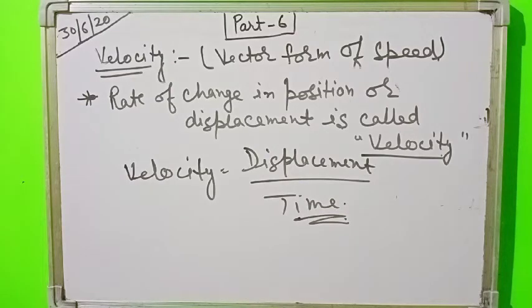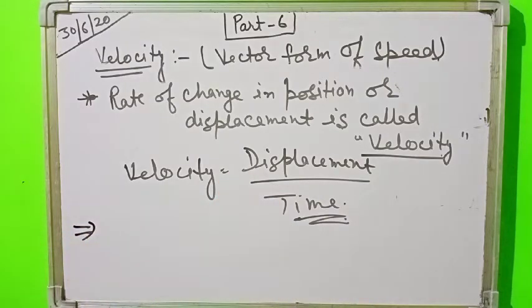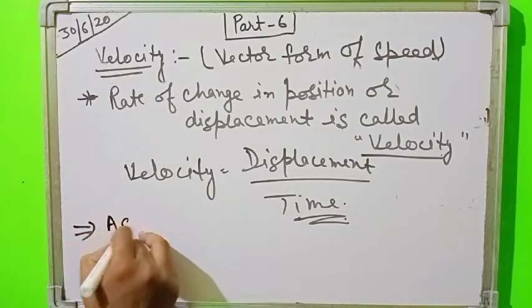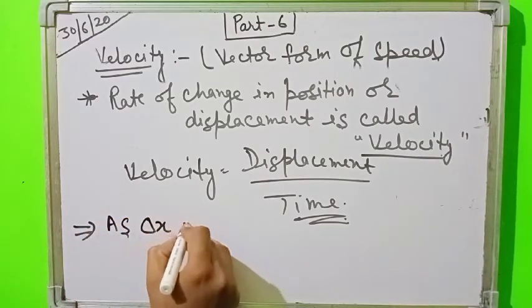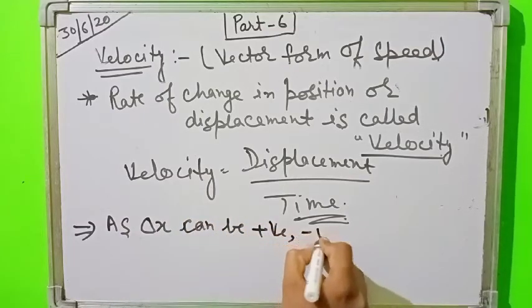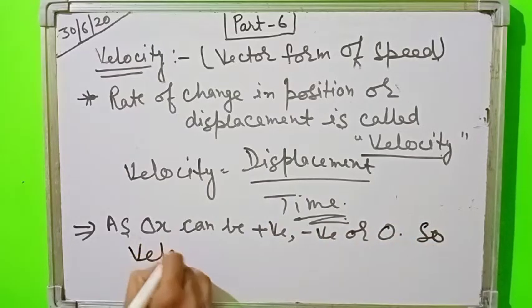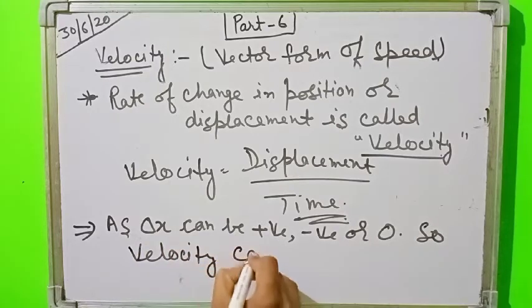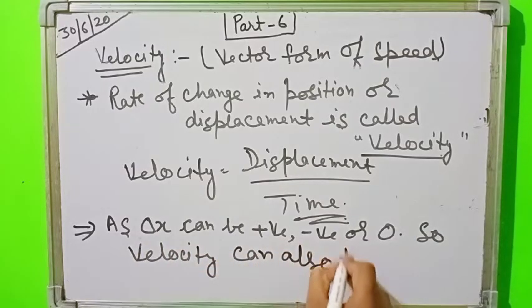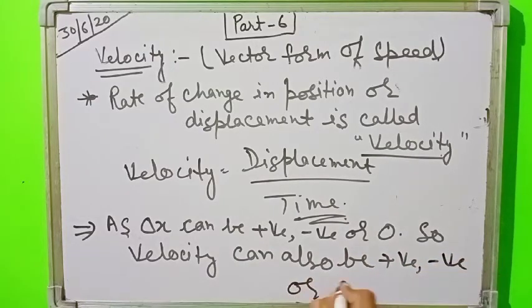Now, as we had discussed, displacement can be positive, negative or zero. So as delta x displacement can be positive, negative or zero, velocity can also be positive, negative or zero.